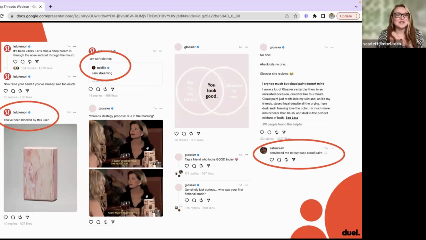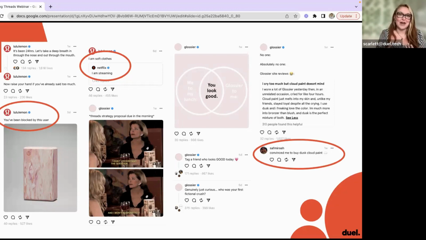Then lastly, we have some examples from Glossier. We really, really like the personality that they're bringing to Threads. But one of the things that really stands out about them is how they've taken a more classic content pillar like your reviews, but they've made it Threads appropriate. They're leaning into that slightly unhinged aesthetic that some brands are going for.